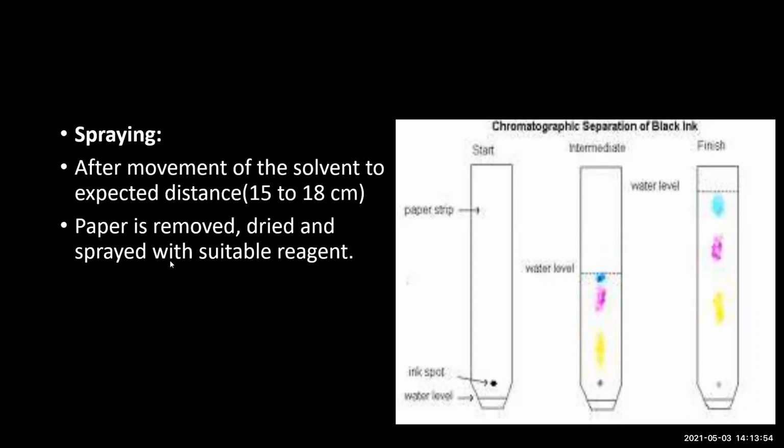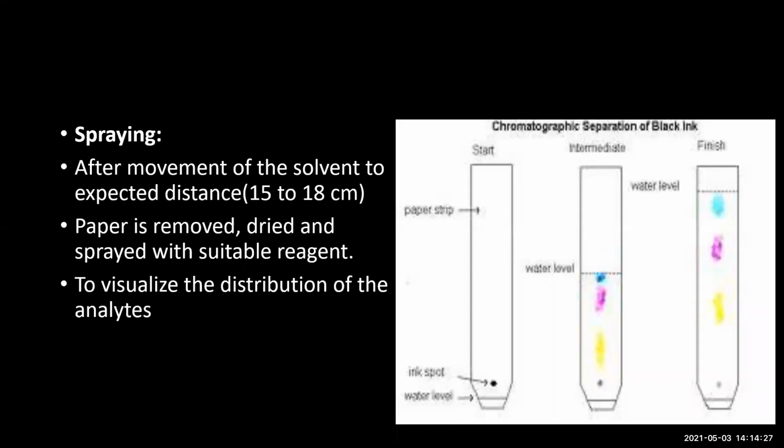I have to make sure that the drying is not prolonged. If it is too long, it will form a crisp layer on top, which while spraying can dislodge from the paper itself. So you have to make sure that the paper is not too dry as well. Once it is dry, you have to spray it with the suitable reagent. This suitable reagent can be any form of dye which is compatible with the product, so that it can easily visualize the distribution of analytes across the paper. That is the aim for us.